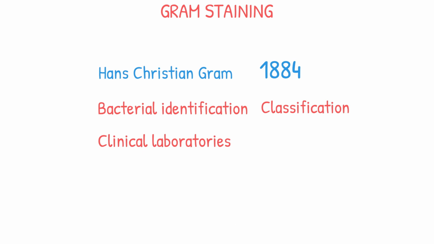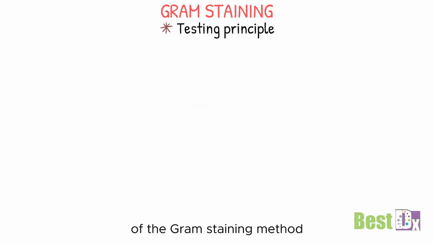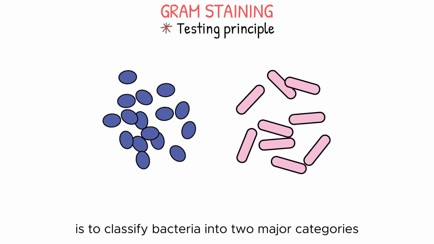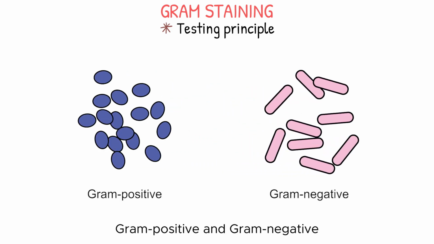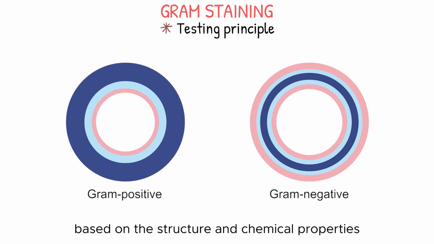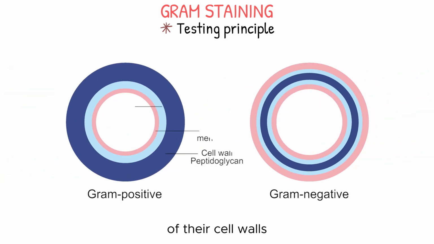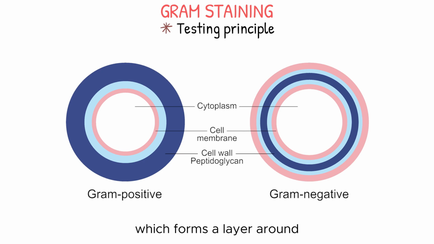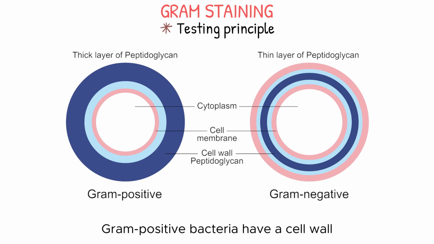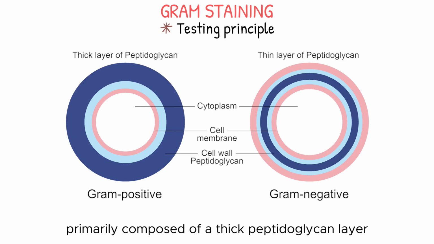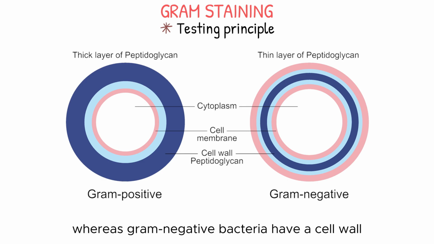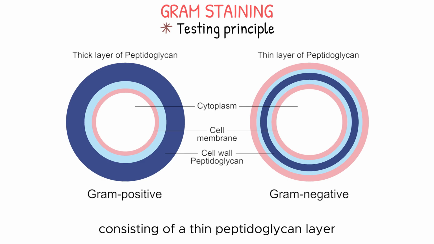treatment plans. The basic principle of the gram staining method is to classify bacteria into two major categories, gram-positive and gram-negative, based on the structure and chemical properties of their cell walls. In the cell wall, which forms a layer around the majority of bacterial membranes, peptidoglycan, a compound containing sugars and amino acids, can be found. Gram-positive bacteria have a cell wall primarily composed of a thick peptidoglycan layer, whereas gram-negative bacteria have a cell wall consisting of a thin peptidoglycan layer and an outer membrane.